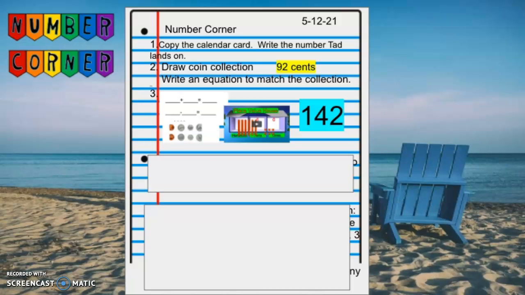We've now been at school for 142 days. Please represent the number 142. You're going to represent 142 with an addition equation, subtraction equation, coins that have a value of $1.42, and the 100 block, 10 sticks, and 1 blocks. Press pause if you need more time for number 3.